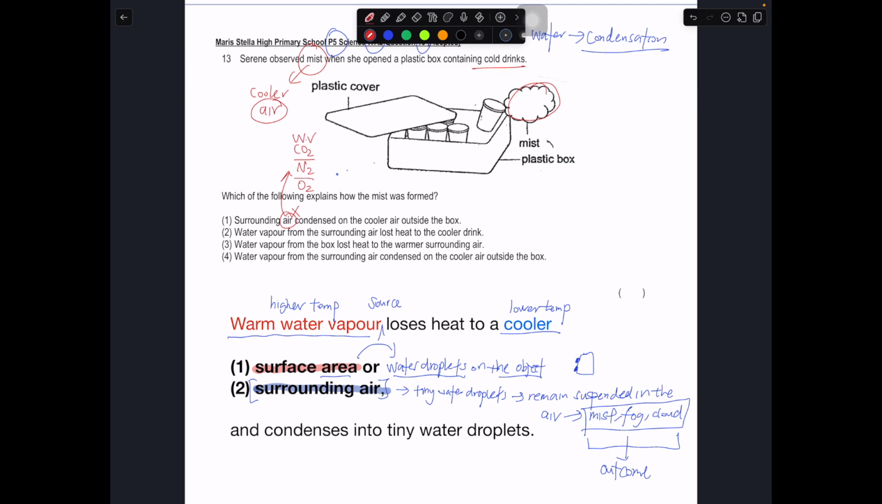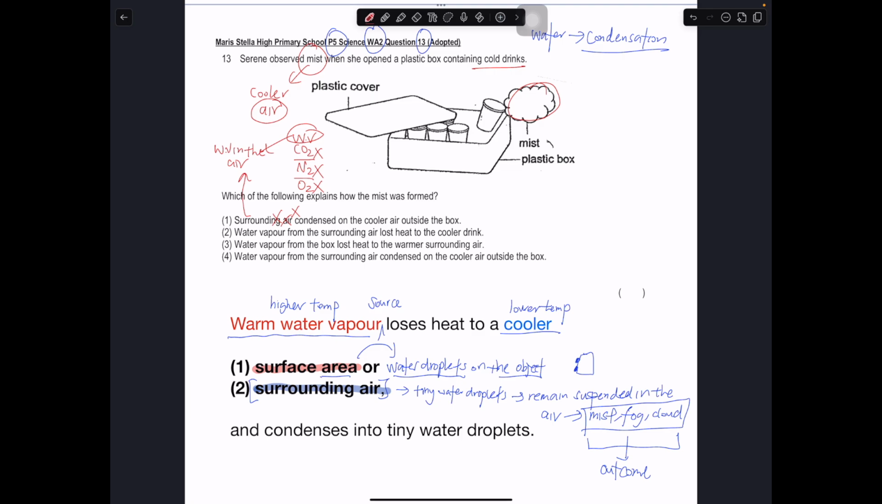Okay, it makes up your tiny water droplets, not tiny oxygen droplets, not tiny carbon dioxide droplets, neither tiny nitrogen droplets. So in this case, it is wrong because it is not the surrounding air that condenses. It's actually your water vapor in the surrounding air. So I'll repeat again, it's your water vapor in the air that condenses, particularly only this. Okay, so carbon dioxide not condensing, as well as nitrogen and oxygen.